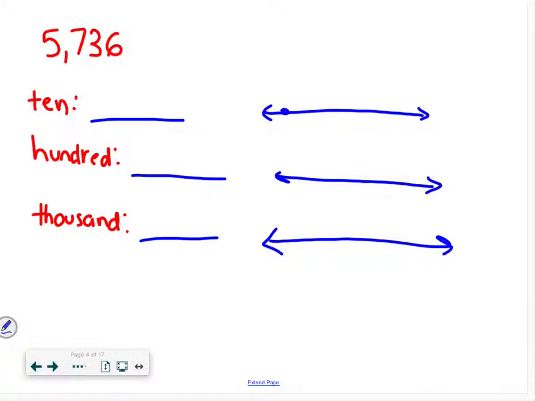And remember, you need anchors. So this one's the nearest 10. These should be hundreds, and this should be thousands. And you're going to need a halfway point. And I want you to pause it, and I want you to round this number to the nearest 10, 100, 1,000, but I also want you to try to show me what your number lines would look like.